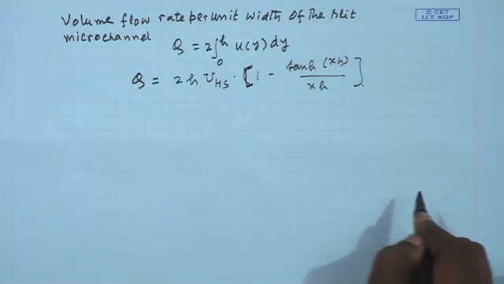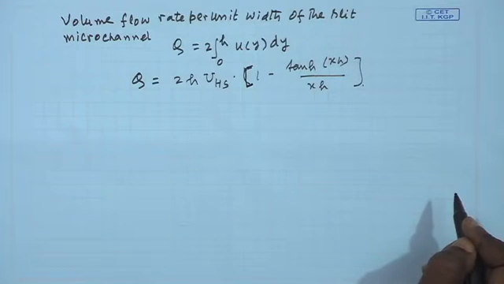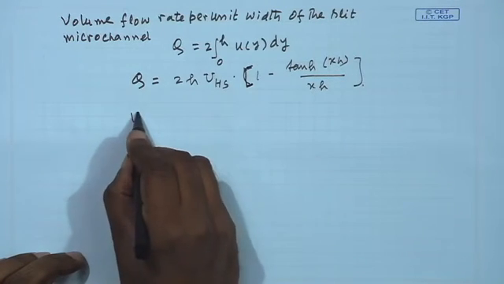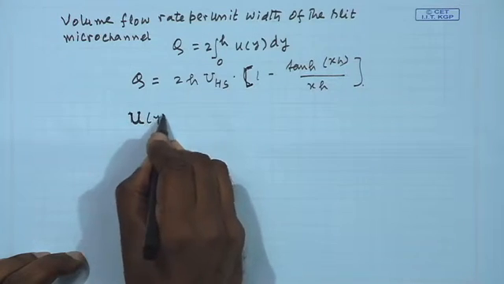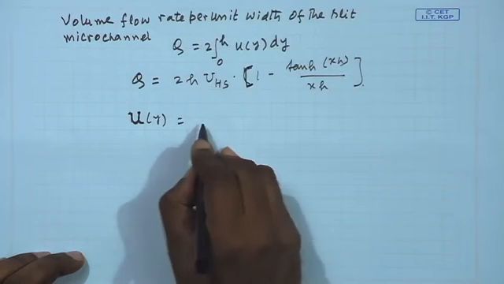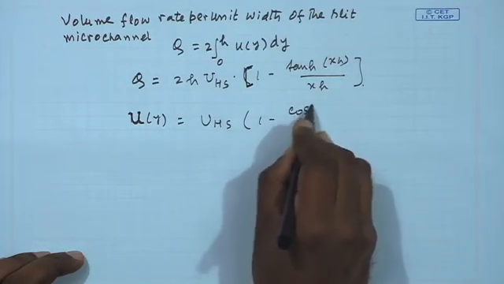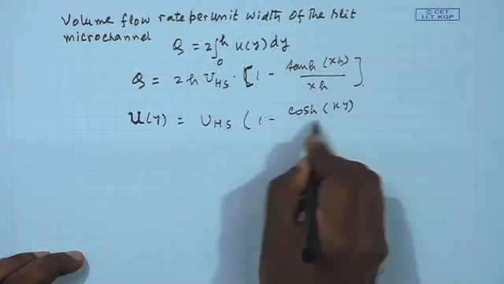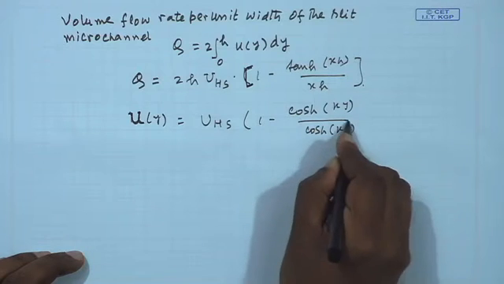So average flow means if I divide Q by 2H, that is the average flow. And just to say once more, the velocity profile is UHS into 1 minus cos hyperbolic kappa y by cos hyperbolic kh.